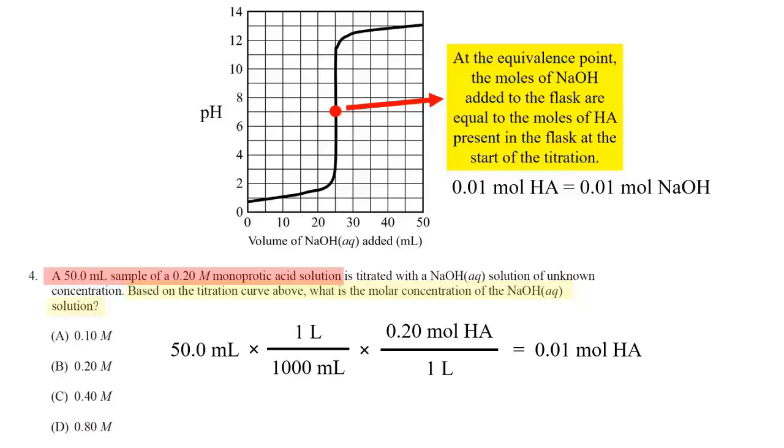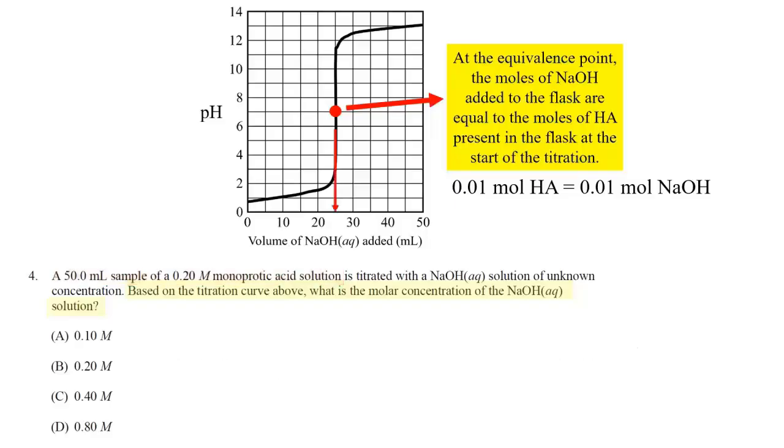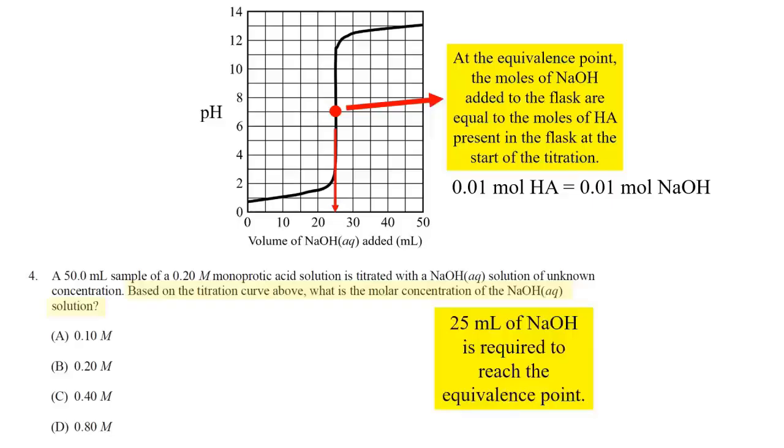Now we're one step away from calculating the molarity of the sodium hydroxide. So we know the moles. Where in this information is the volume of sodium hydroxide that was used to reach the equivalence point? Well, it's right there on the x-axis. You can see that sharp increase in pH. That's the location of the equivalence point. So we can see from the information on the x-axis that 25 milliliters of sodium hydroxide is required to reach the equivalence point in this titration.